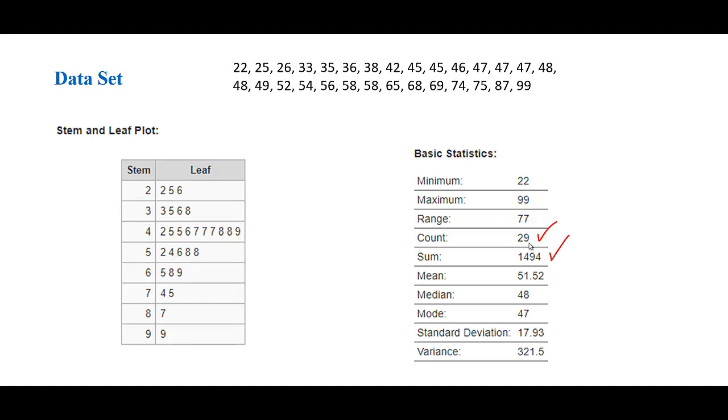Now with the help of these two calculations, the sum and the count, we can easily find the mean. Just divide the sum by 29. This will give us a mean of 51.52.